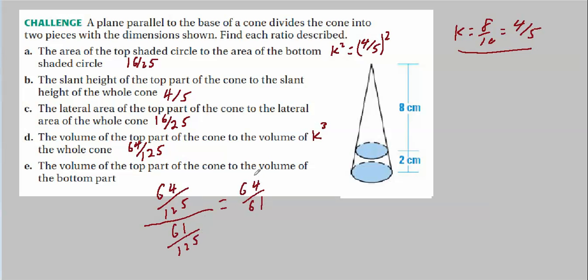The others, you just take powers of k, either square k, cube k, or k to the first power. Leave it alone. This one was a little bit weird. You just have to recognize that since we're using scales and ratios, 64/125 is this part. Think of 125 as the whole. Do your subtraction, get 61, and that's what's left over.